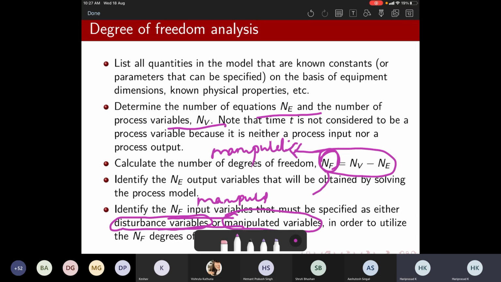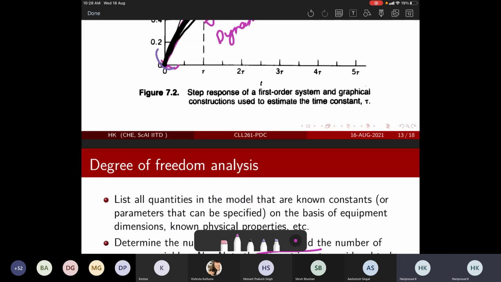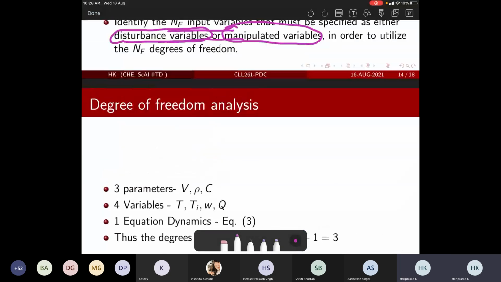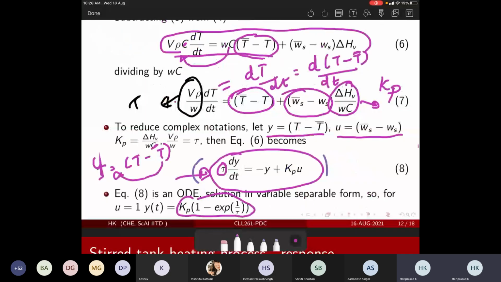Also, the degree of freedom you might have learned in a very different context, maybe in the phase rule, in thermodynamics and things like that. Here it also has a meaning, but a slightly different meaning. These are the number of things that you could specify or vary so that you can achieve your desired control objective. We will talk about that. Okay, so let's look at this equation.